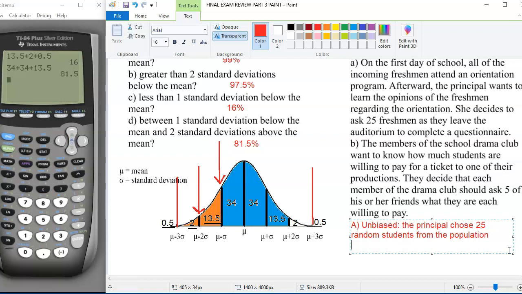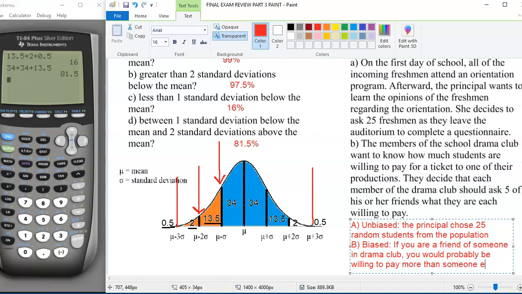Now pay attention, because B is definitely going to be biased. Let's talk about it. The members of the school drama club want to know how much students are willing to pay for a ticket, and each member of the drama club is going to ask 5 of his or her friends what they are each willing to pay. Well, of course that's biased, because if you are a friend of someone in drama club, you would probably be willing to pay more than someone else would. That's my opinion.